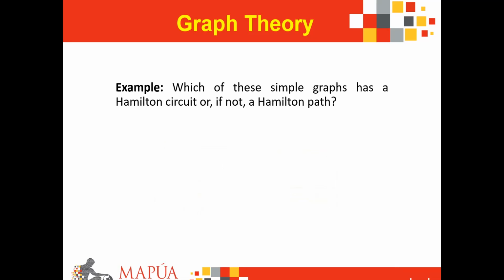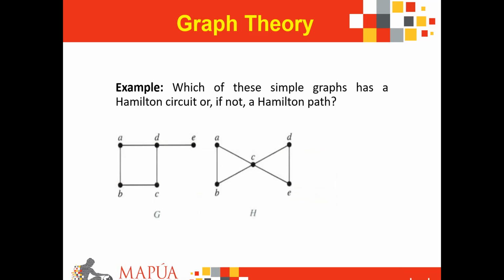So, from this given example, which of the following is a Hamilton circuit, or if not, a Hamilton path? You have graph G. This is a Hamilton path. Graph H. This is a Hamilton path. And graph G3. This is a Hamilton circuit.